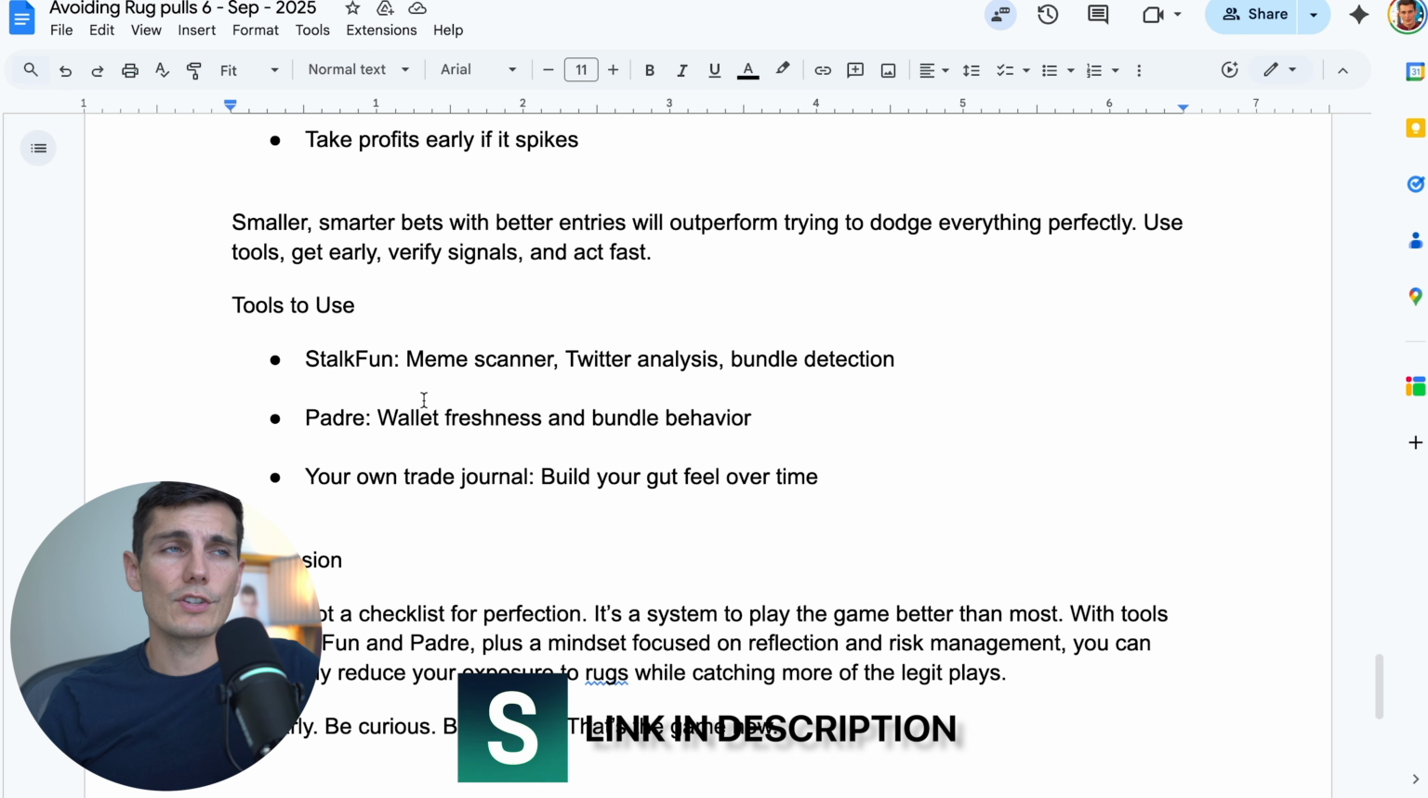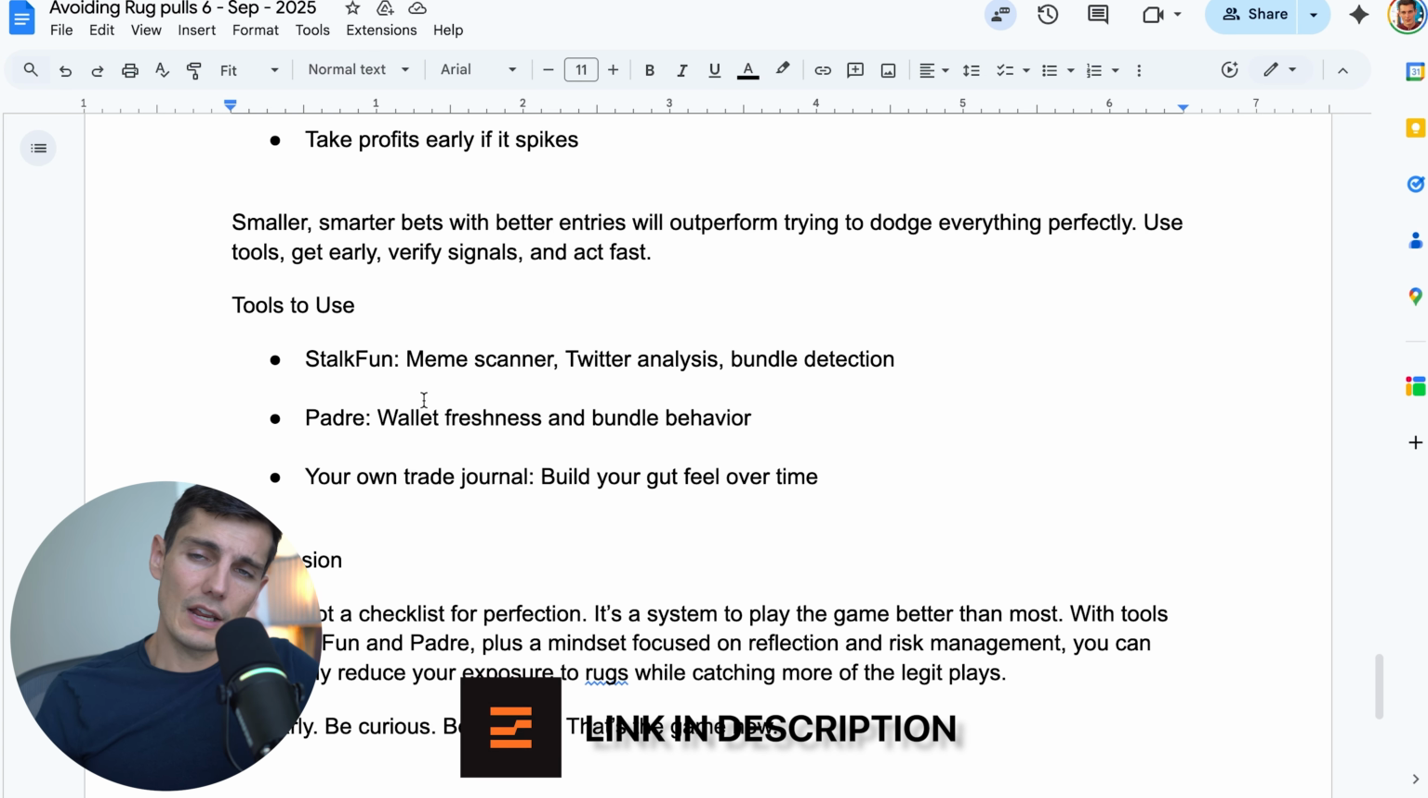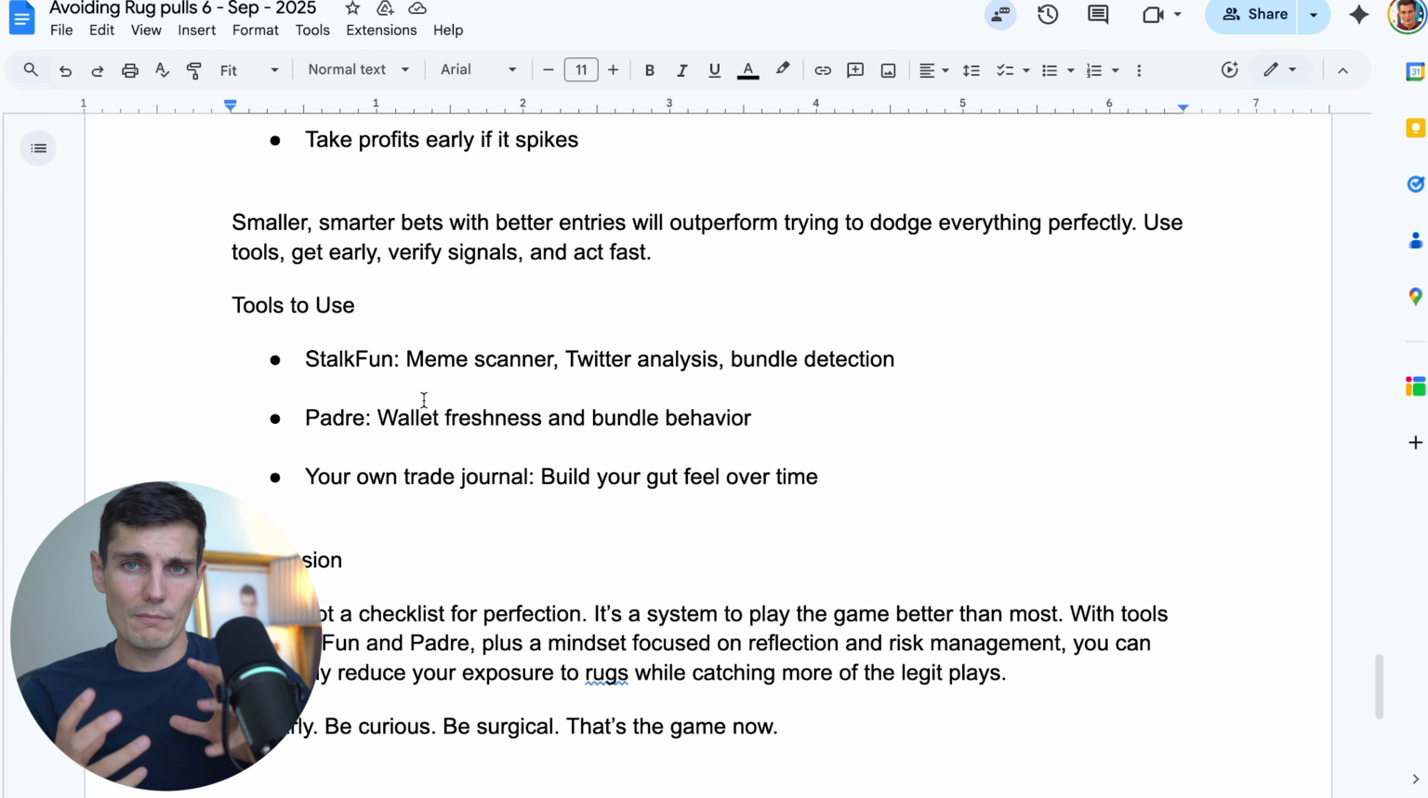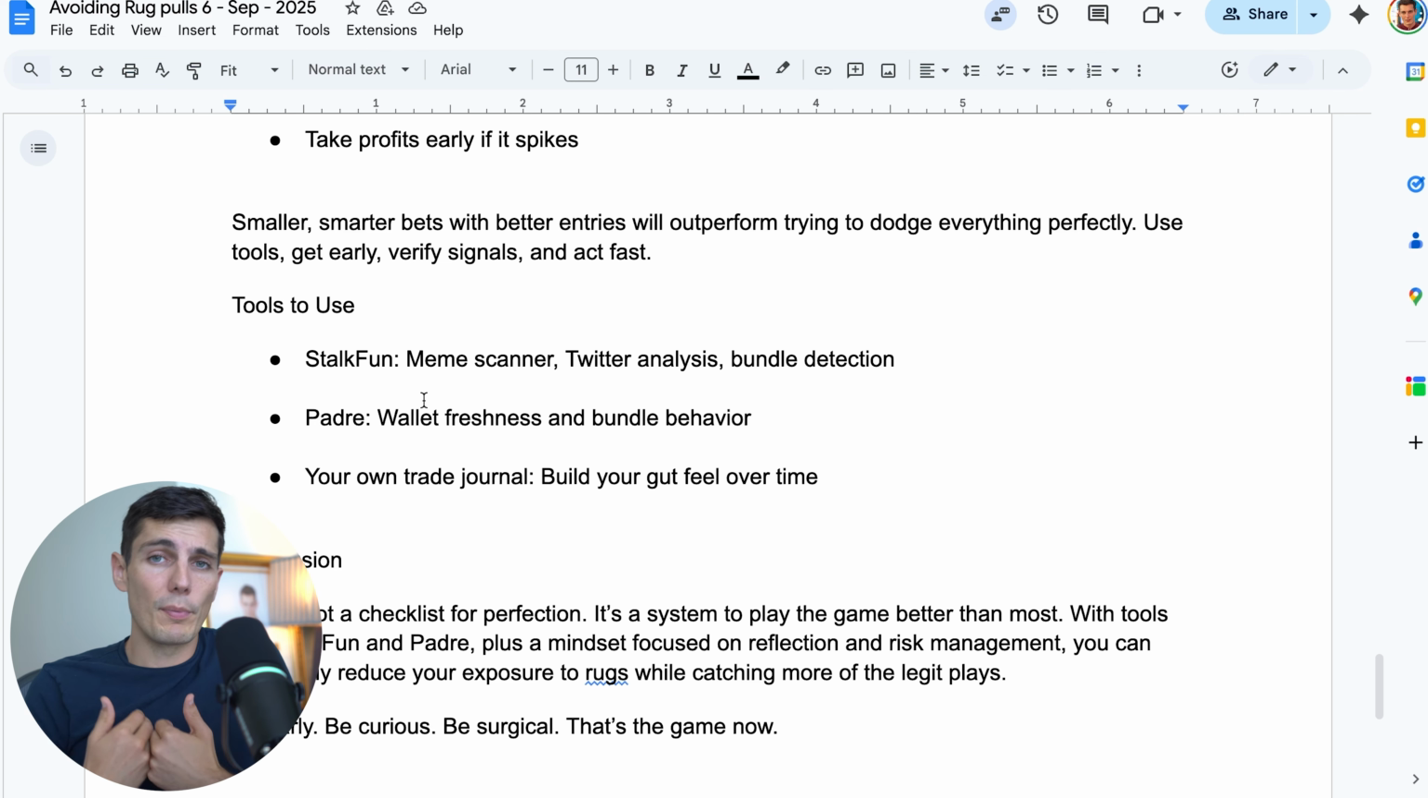The tools I use are Stalkfun, with the meme scanner, the Twitter analysis and everything. Then Padre, to check the freshness of the different wallets. And the third one, your own journal. Every time I have a big trading session, I make a big mistake, I journal it. And same if I have a big win, because I want to understand better how I trade. It's been working for me, and I hope it will work for you.